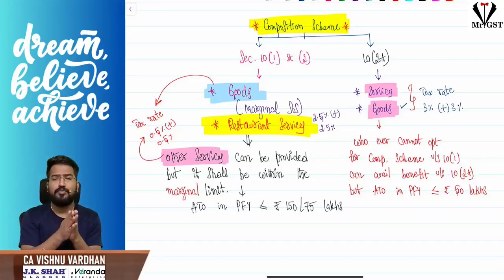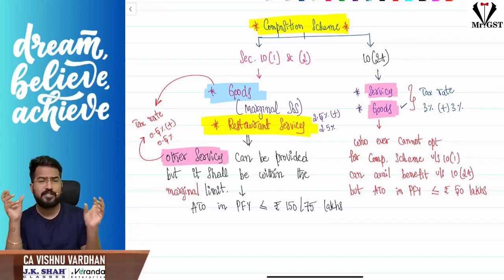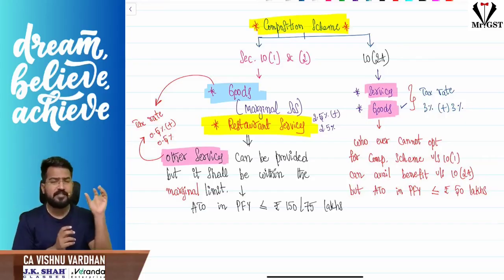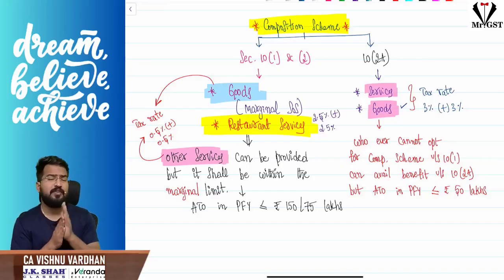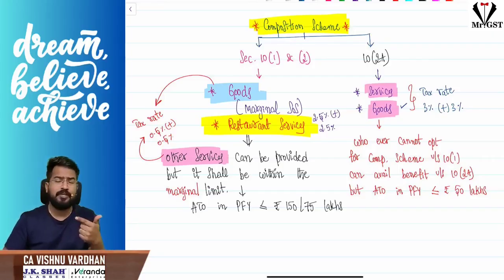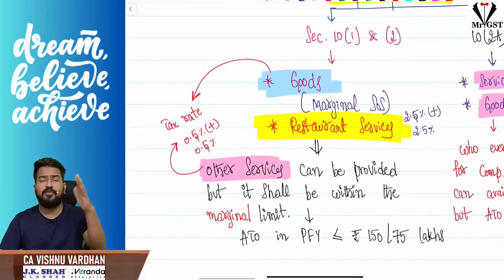In this video quickly we are going to revise the composition scheme concept. As you all know, composition scheme benefit is available in section 10 in two different subsections: subsection 1 read along with subsection 2, and next subsection 2A. Reading section 10 subsections 1 and 2 combined, we can understand this option is available for people dealing with goods and restaurant service providers. That means you may be a manufacturer, a trader, or a restaurant service provider. You can enjoy section 10 subsection 1 and subsection 2.